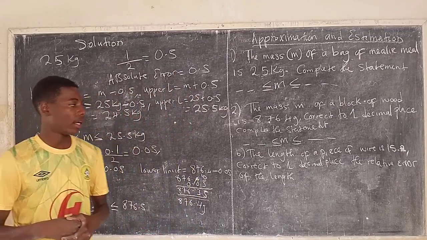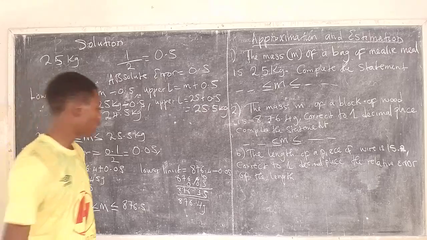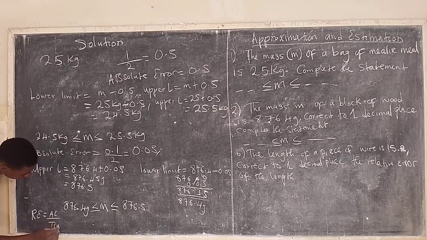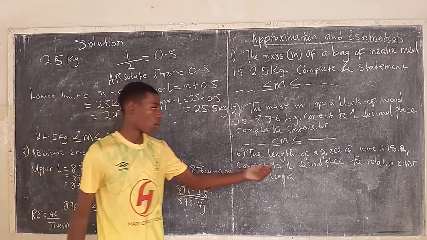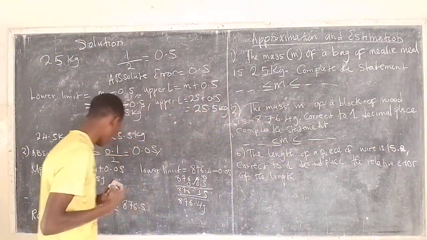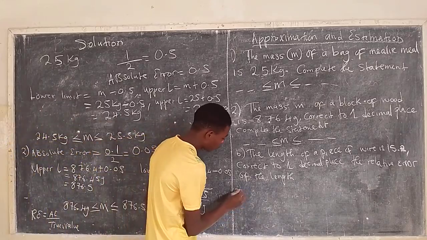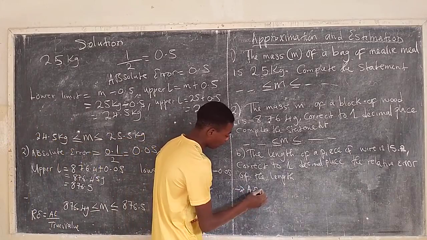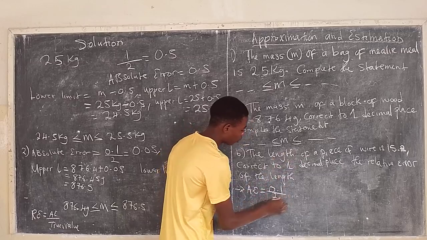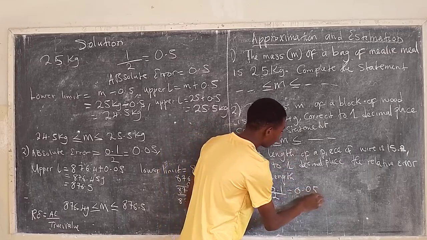Last but not least, the length of the piece of wire is 15.2, correct to one decimal place. Find the relative error of the length. So the relative error, which is simplified as RE, should be equal to the absolute error over the true value. So how do we find the absolute error? For a number that has a decimal point, always remember the absolute error, AE, should be equal to 0.1, since there is a decimal point, divided by 2. So we are getting 0.05.